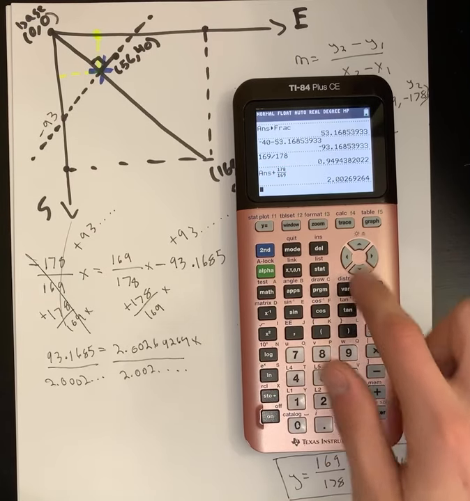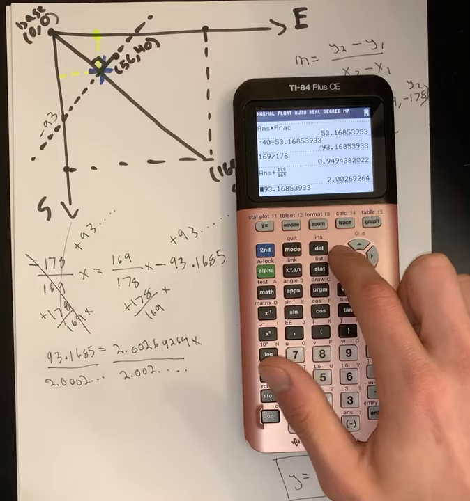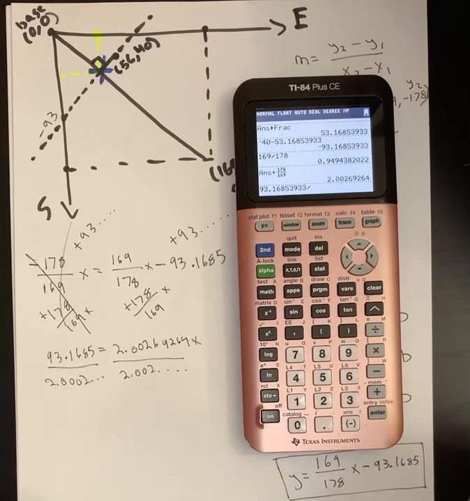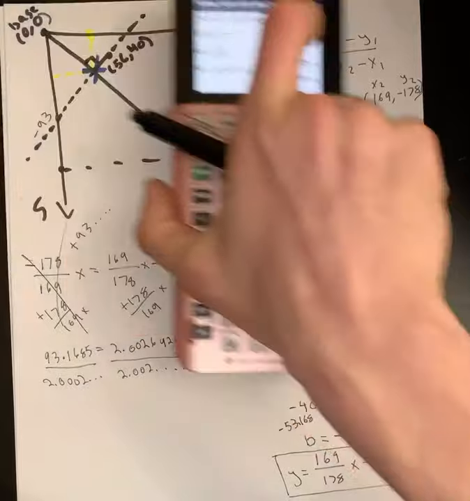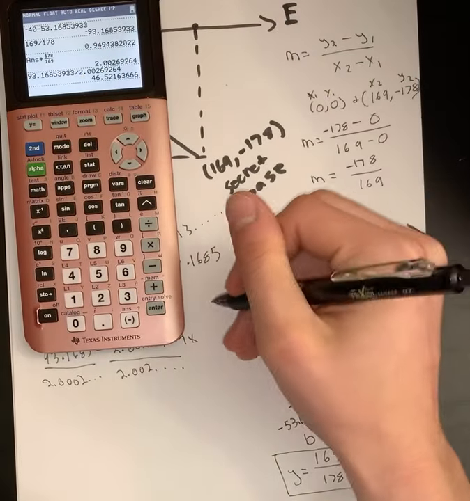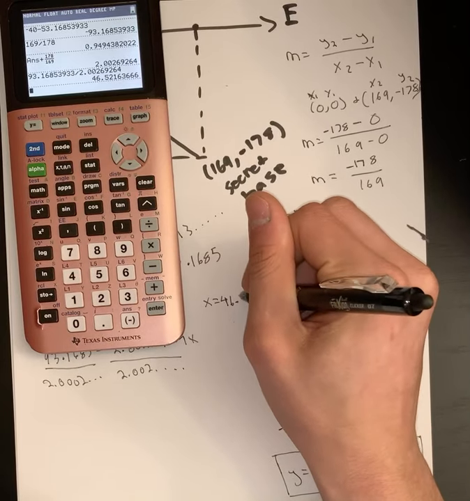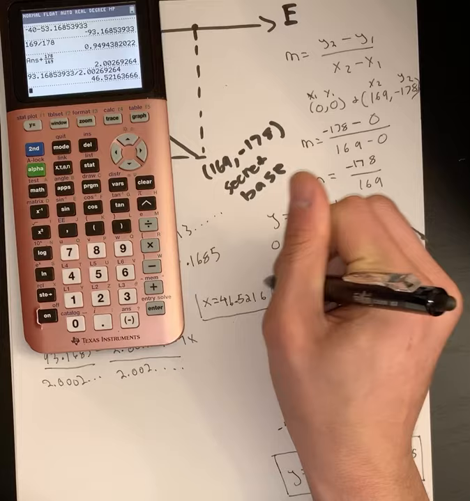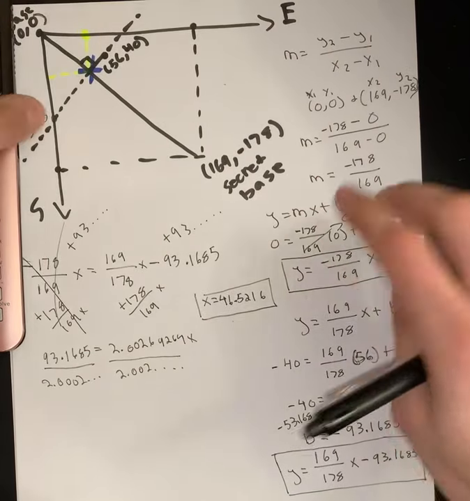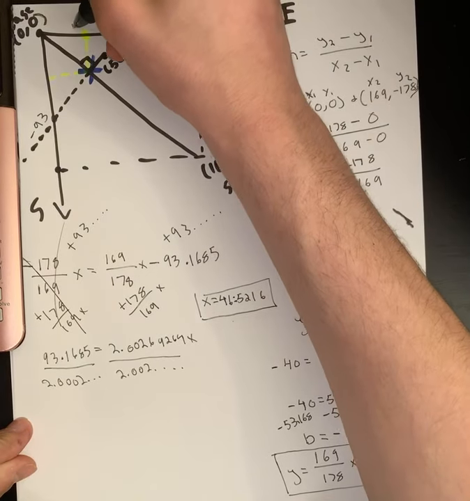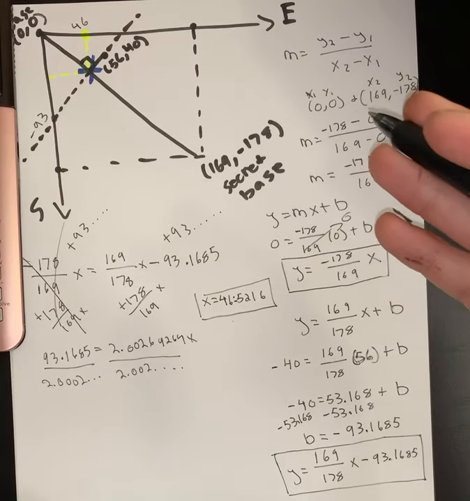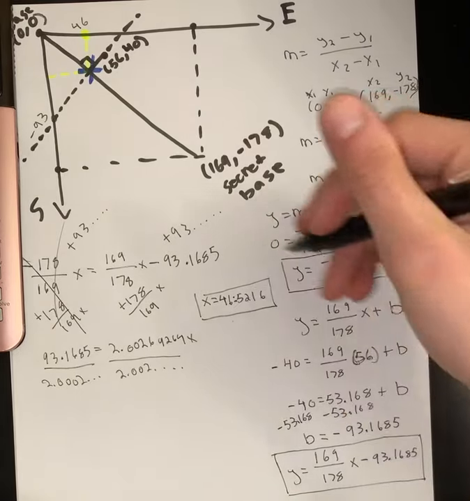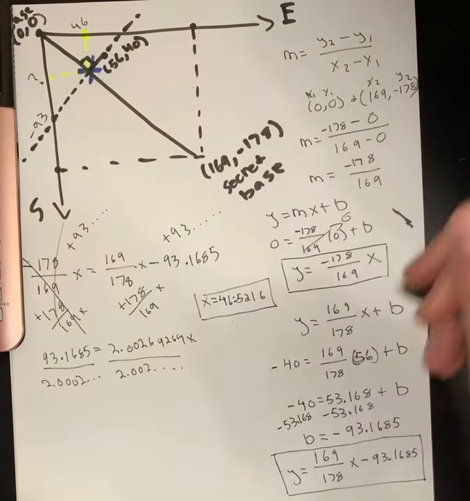So you'd have 93 divided by 2.0026. And that's getting us our x alone. So we're going to find our x being 46.5216. So this value, 46, is about going to be right here. And then by plugging this x value into one of our equations, we can solve for this y value here.